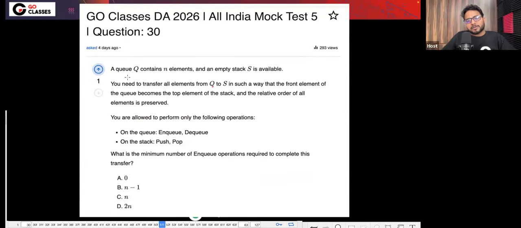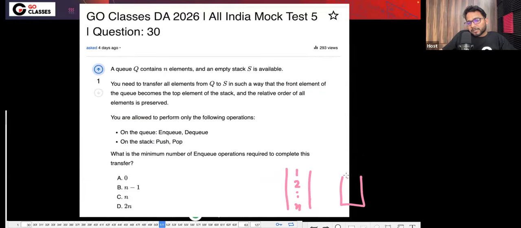Now let's solve this question. Here they are saying a queue maintains n elements and an empty stack S is available. You need to transfer all the elements of Q to S in such a way that the front element of the queue becomes the top of the stack. Which means, suppose there are elements 1, 2, till n, then the front element is 1, and that should be the top.